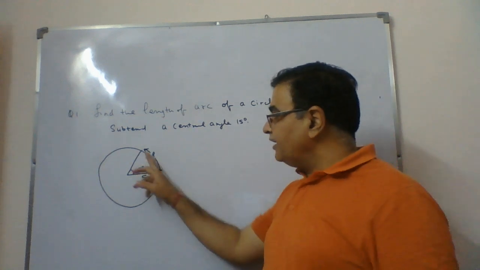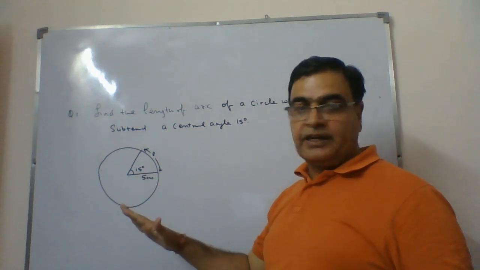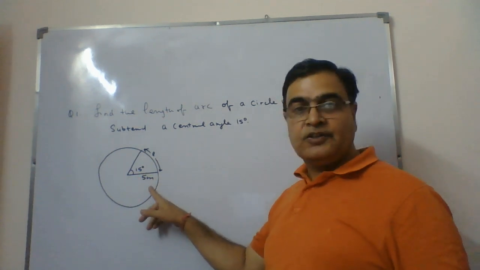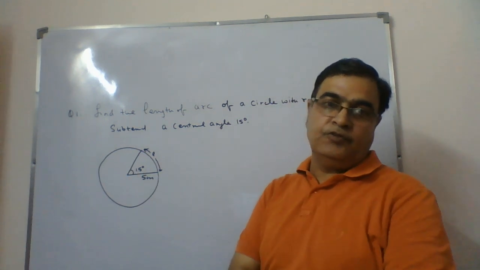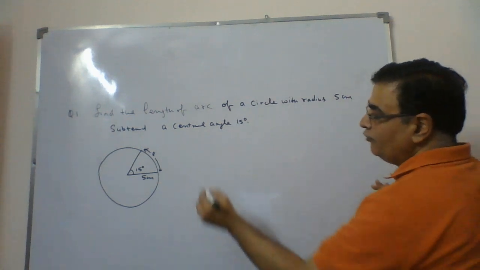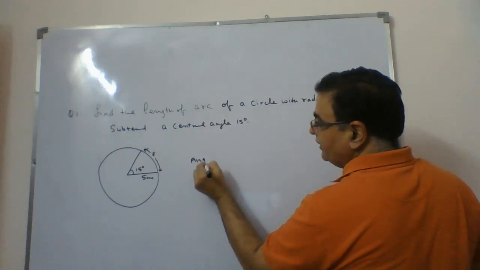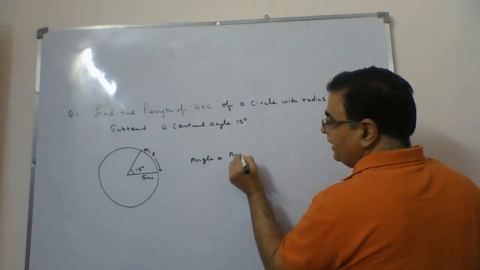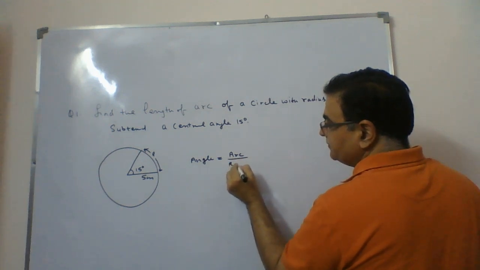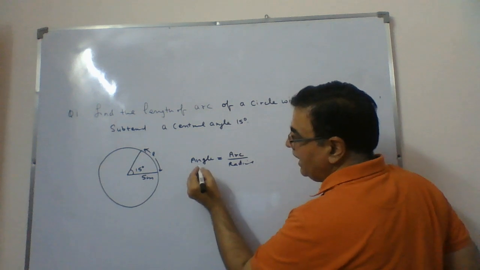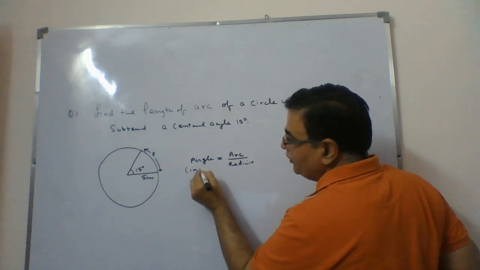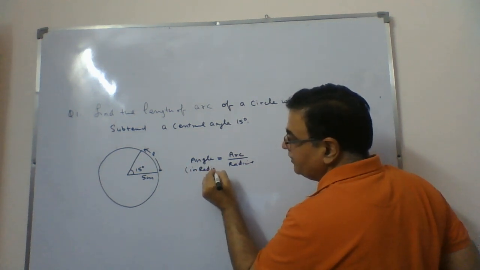My question is to find the length of arc of a circle where the radius of the circle is 5 centimeter and it subtends a central angle of 15 degrees. One formula we have already done: angle is arc by radius. This is the formula we have done. Angle is arc by radius, and I told you this angle will be in terms of radians.